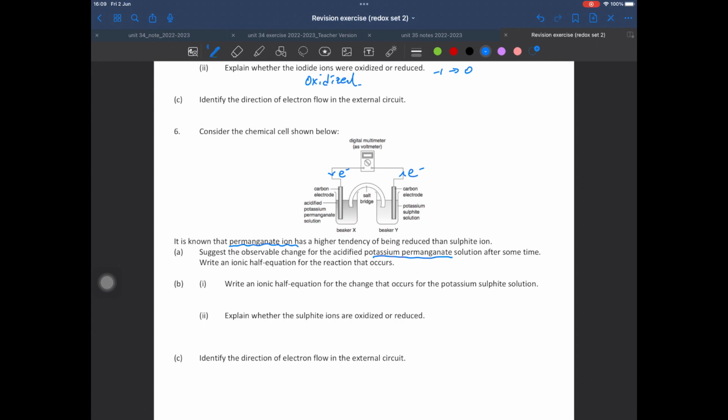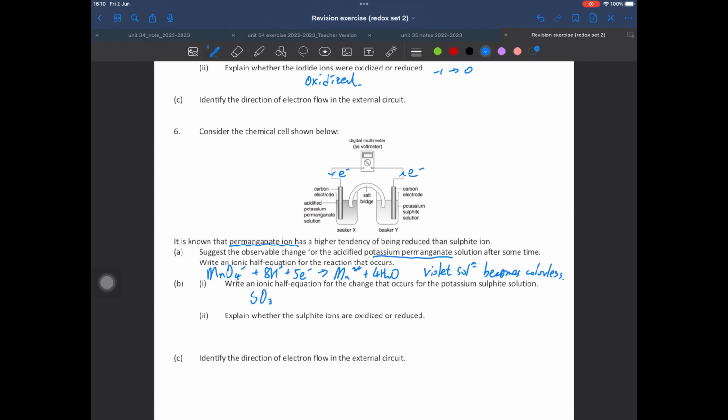Let's write down the ionic half equation first. You are familiar with that already, like this. And the observable change here. Violet solution become colorless. Next one, what about potassium sulfate solution? Yes, it is. Because it's going to lose electron, so the oxidation number will increase.